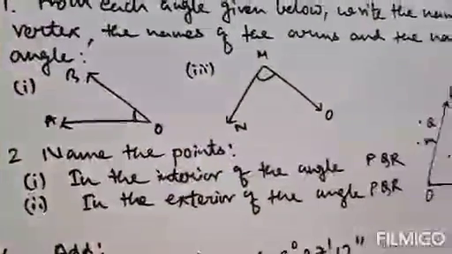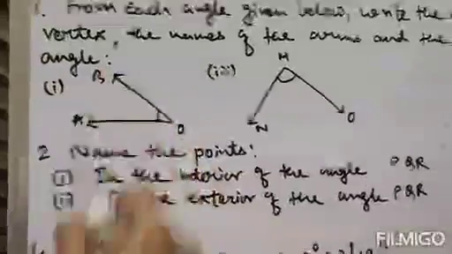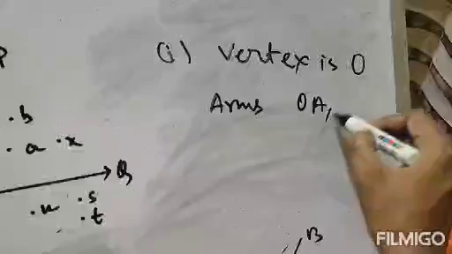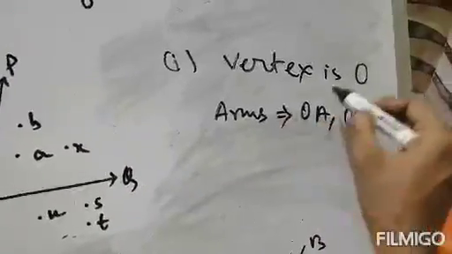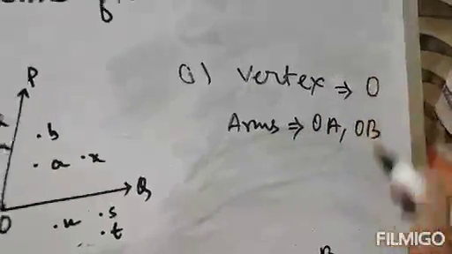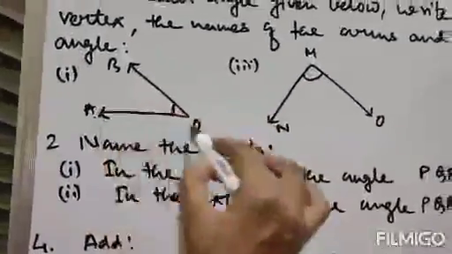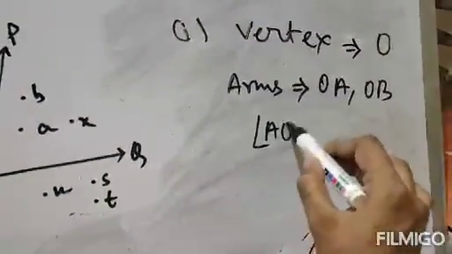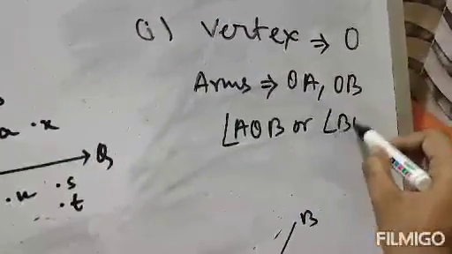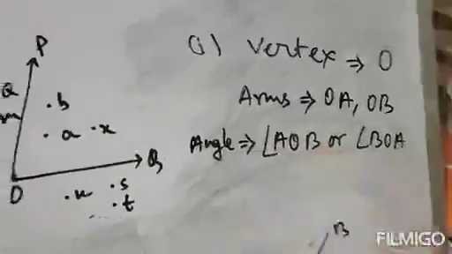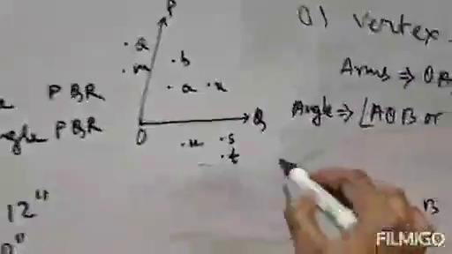Name of the arms: one arm is OA and another arm is OB. And the name of the angle is AOB. You can write angle AOB or you can write angle BOA. Both of the formations are correct. Any one of them. Clear?